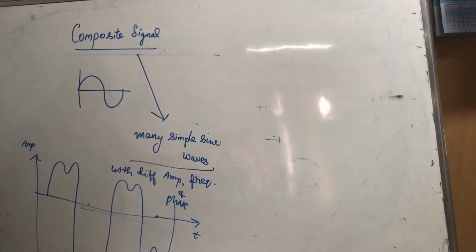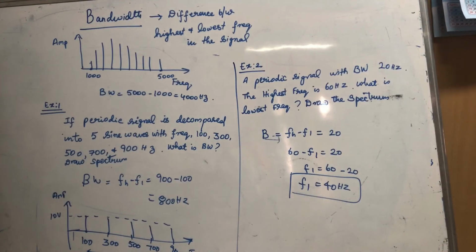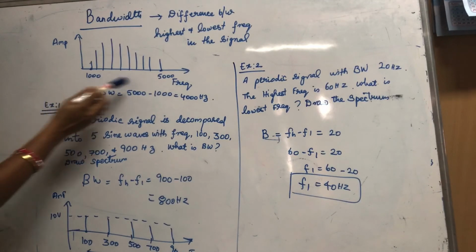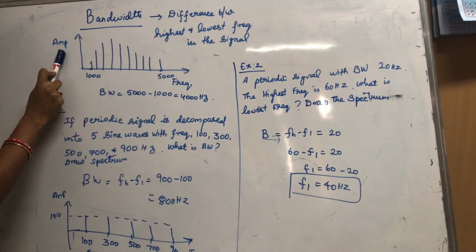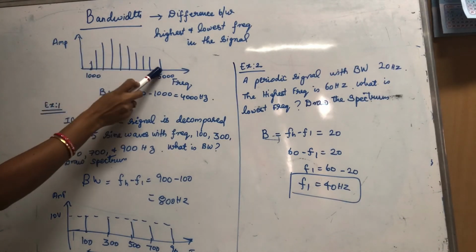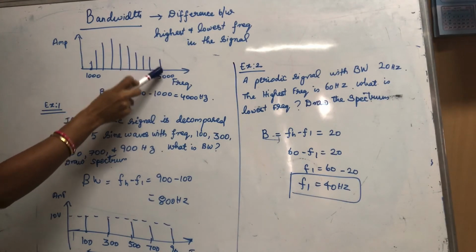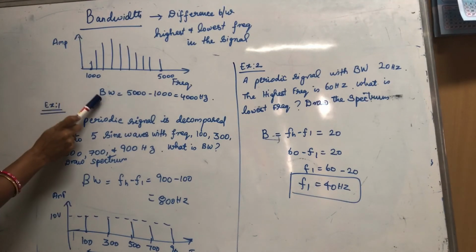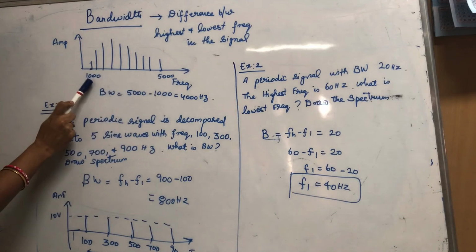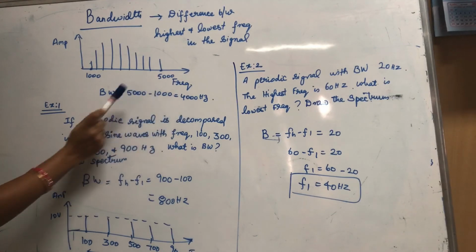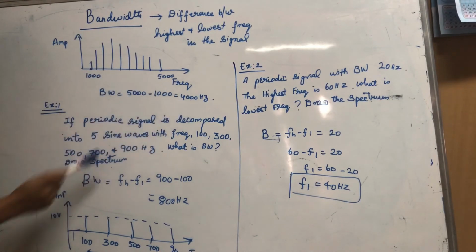Okay, so the last topic in this lecture is bandwidth. Bandwidth is the difference between the highest and lowest frequency in the signal. Suppose this is a frequency domain representation where frequency is taken on the x-axis and amplitude on the y-axis. We have different spikes drawn here. This spike line has a frequency of 5000 and this one has 1000. How will we calculate bandwidth? Bandwidth is the highest frequency subtracted by the lowest frequency. So 5000 minus 1000 gives 4000. This is the bandwidth of this particular curve, 4000 hertz.